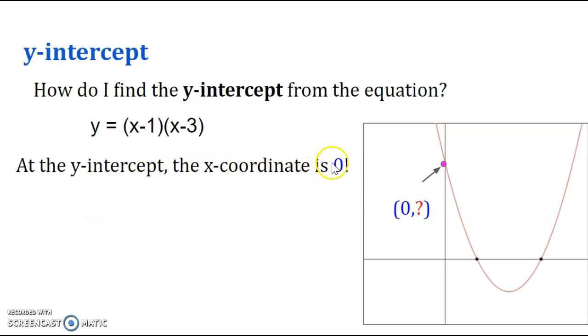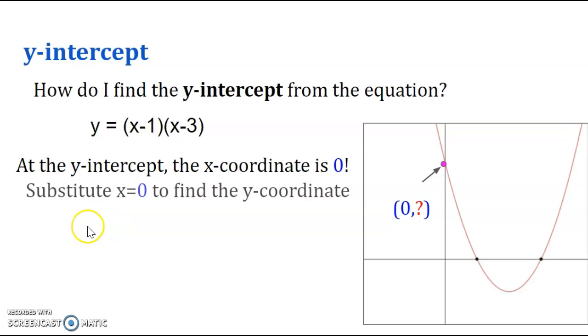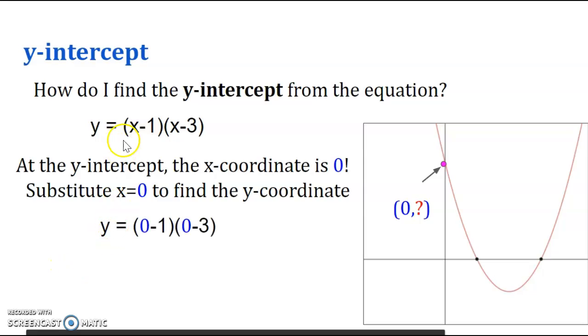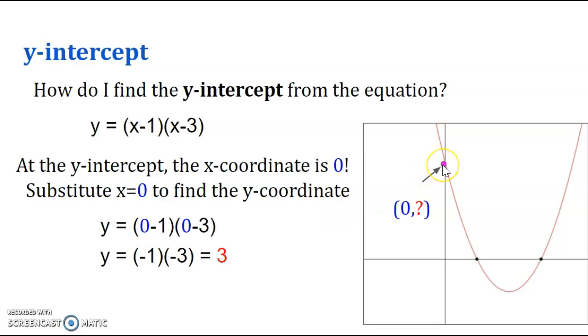The x-coordinate of the y-intercept is always 0, so you're going to substitute x equal to 0 into the factored form of the equation you have. Wherever you see an x, you're going to put 0, so it becomes 0 minus 1 in parentheses and 0 minus 3 in parentheses. That simplifies to negative 1 multiplied by negative 3, which is positive 3. So now I know that the y-intercept of this graph is (0, 3).